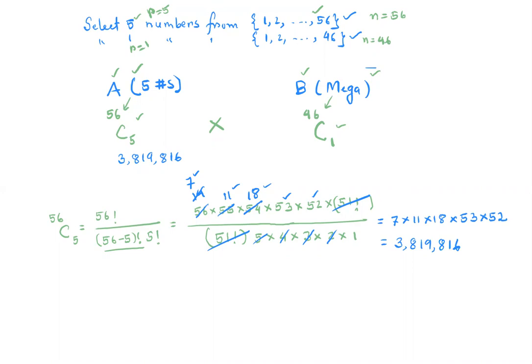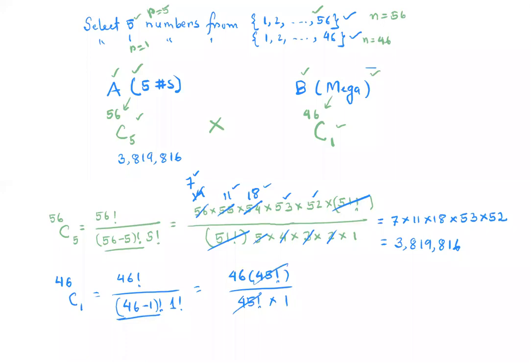Now, how about the other one, 46C1, which is very easy, just 46. So 46 factorial divided by (46 minus 1) factorial times 1 factorial. So 46 factorial is 46 times 45 factorial, divided by 45 factorial times 1 factorial, which is just 1. This cancels out, and that gives you 46. So this event can happen in 46 different ways.